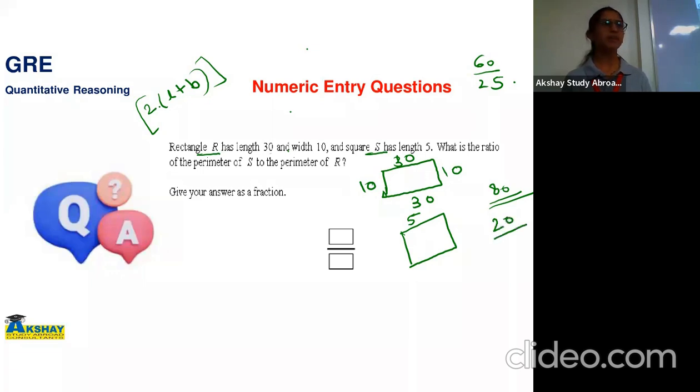So 80 by 20. But what is the question? What is the ratio of perimeter of square to perimeter of rectangle? Not rectangle to square. That is the trap. So what is perimeter of square? It is 20 and perimeter of rectangle is 80. So 20 by 80 or 2 by 8 or 1 by 4, all are acceptable, all are correct.